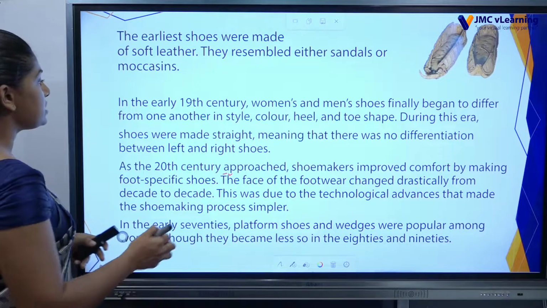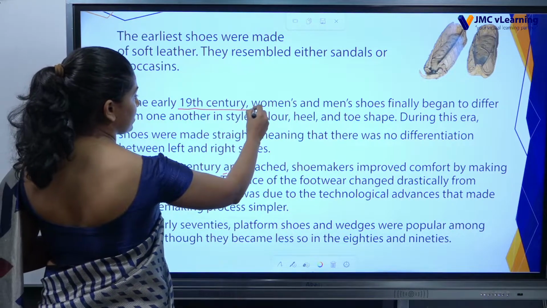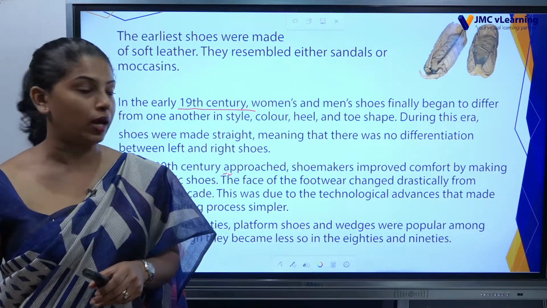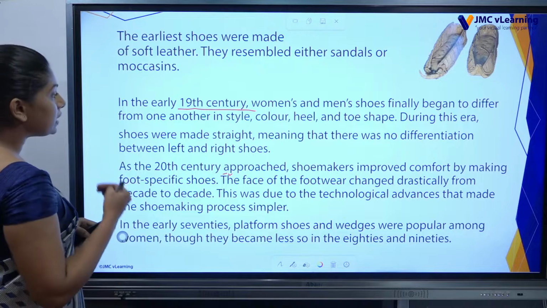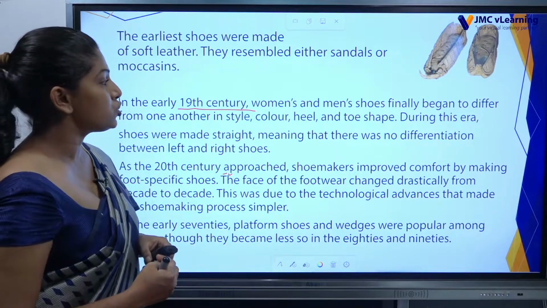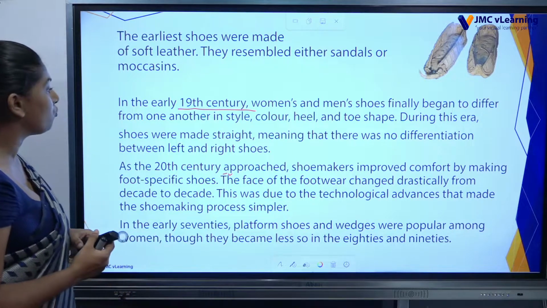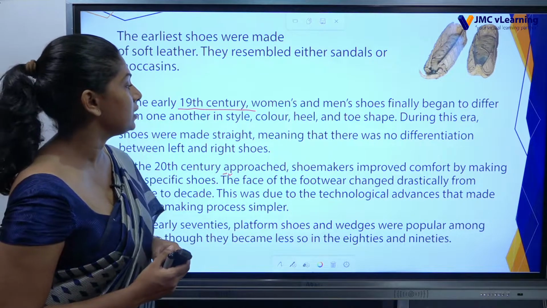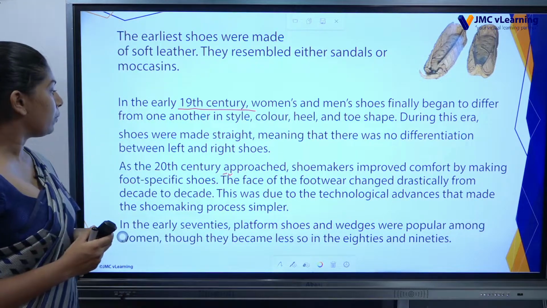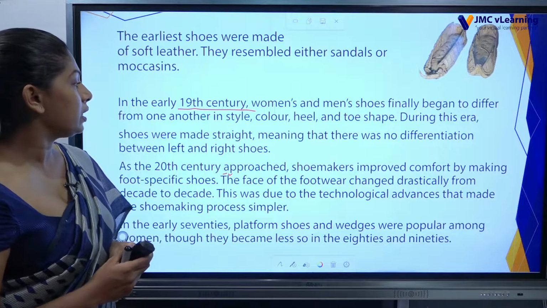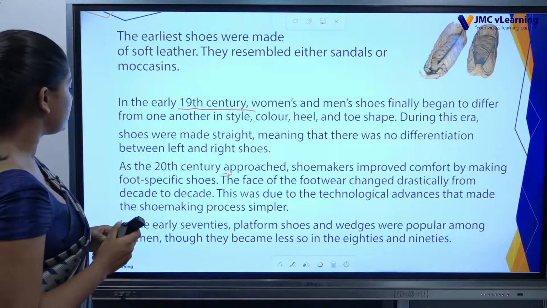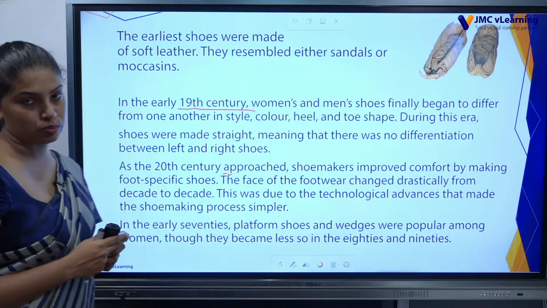In the early 19th century, now earlier we discussed about 40,000 years ago what has happened to the footwear. Here it discussed in the early 19th century, women's and men's shoes finally began to differ from one another in style, color, heel and toe shape. During this era, shoes were made straight, meaning that there was no differentiation between left and right shoes.